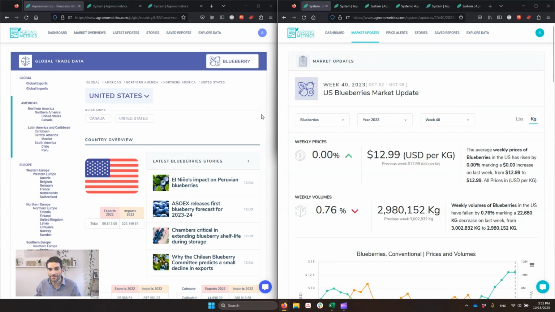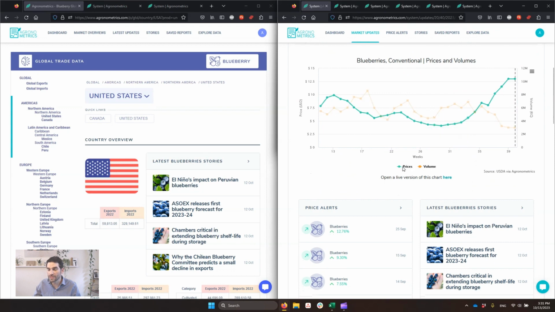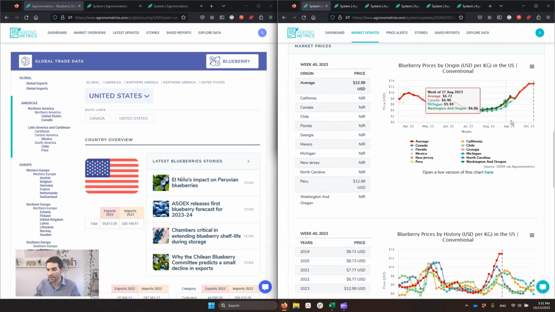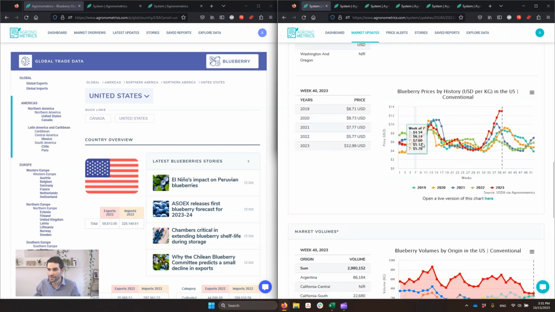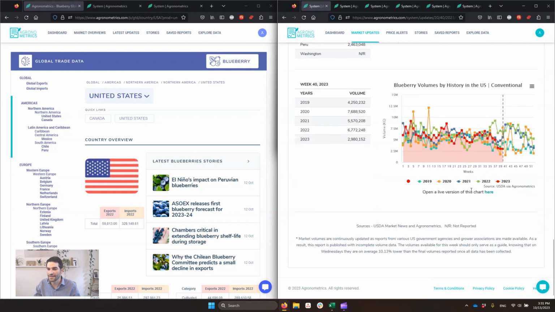Then we have the USDA data made available through the market updates. Here we have similar information. So we've got prices and volume. We've got pricing by origin this season compared to the last 4 seasons, volumes by origin, and then this season's volumes compared to the last 4 seasons.